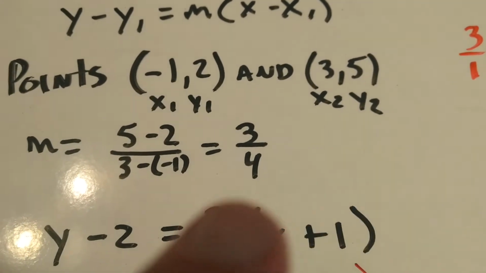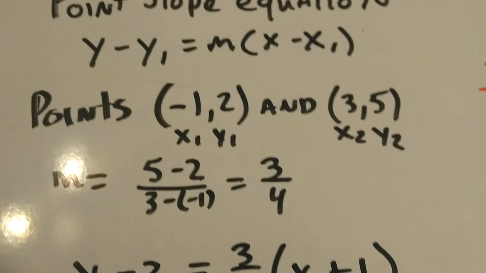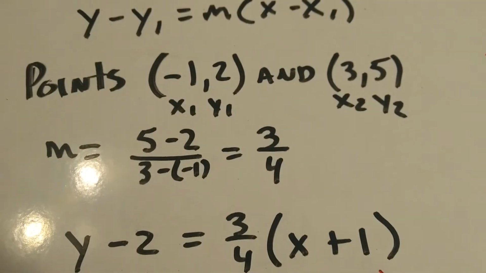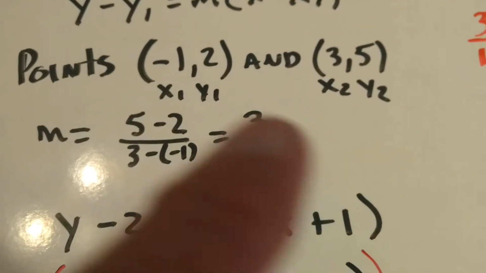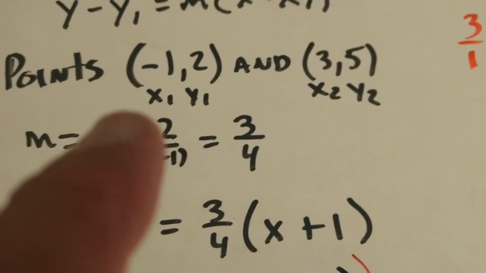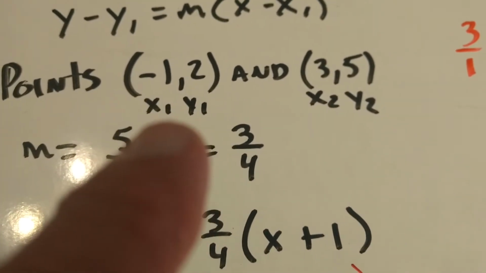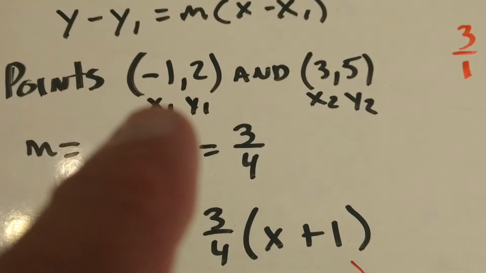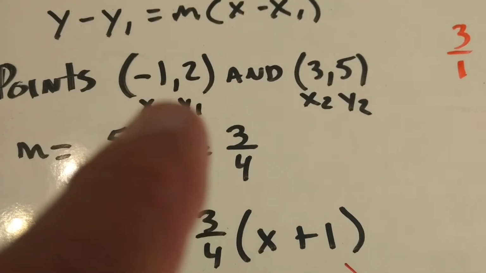Next, we're going to take that slope of 3/4 and put it in for m in point slope. And it doesn't matter which point you use. You can use either point, you're going to get the same answer. I highly suggest you use the point with the smaller values. So we're going to use (-1, 2).